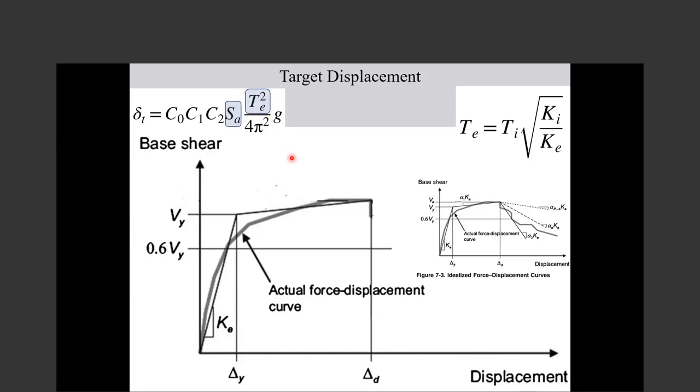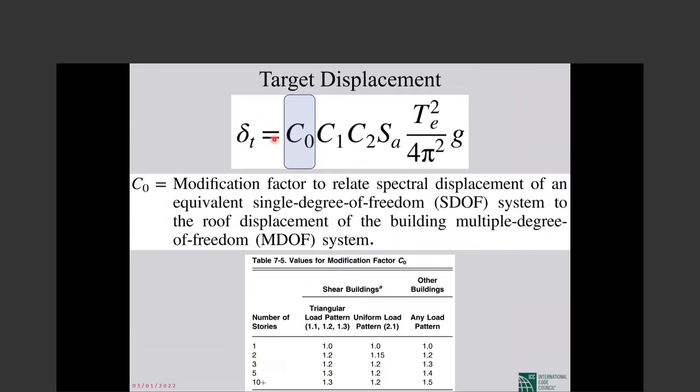This bilinear approximation of the pushover curve, as I mentioned, is now being done directly by most of the software that is being used for applying pushover. So fortunately, these parts are not that difficult. So what else do we need according to the formula? The new value of the C0.